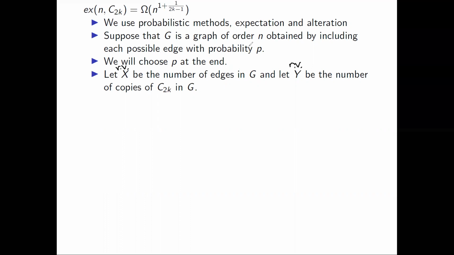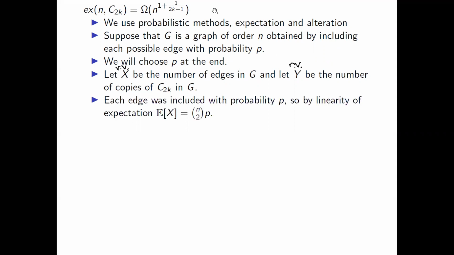And as we usually do with the alterations, we're going to try to get rid of the copies of the bad subgraphs that we're trying to avoid. So in order to do that, we want to see what's the expectation of X and what's the expectation of Y. So here's where we're going to try to use the expectation. And then once we have those expectations, we can do our alteration. So first, expectation of X. Let's see why this is n choose 2 times p.